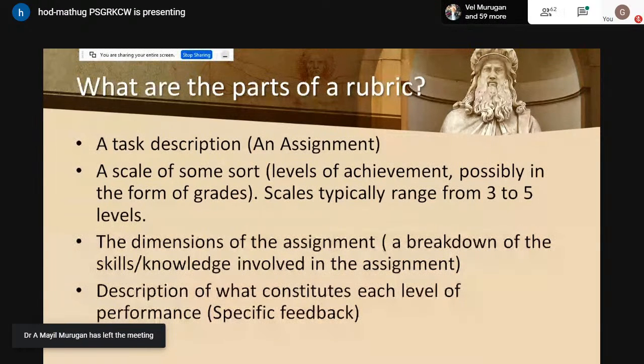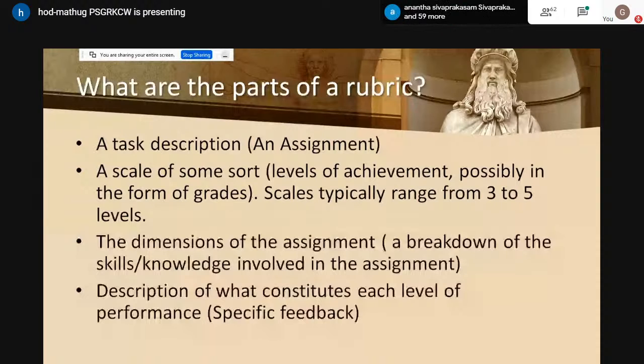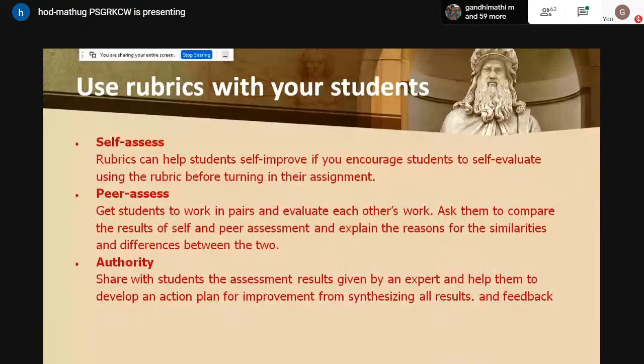Then the dimensions of the assignment: you have to break down what are the skills and knowledge levels involved in the assignment. That is very important. So what sort of skills is expected of the student and what level of knowledge is expected of the student that is involved in that assignment, that you have to design. The dimension of the assignment has to be decided. Then a description of what constitutes each level of performance. So you have to give specific feedback to the student. And how to use the rubrics with your students.